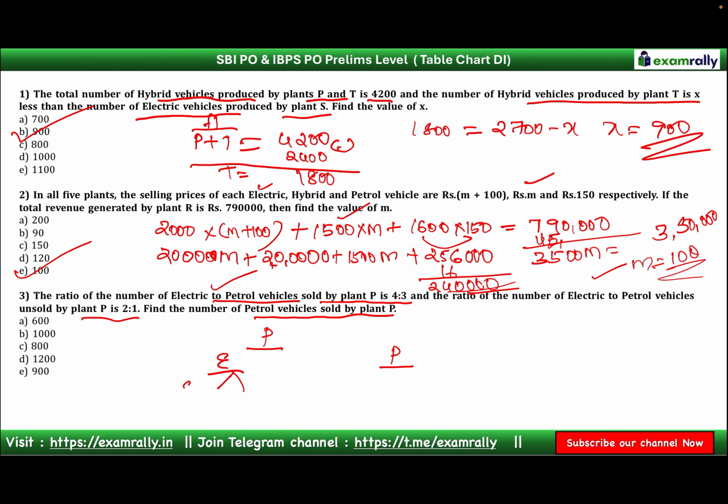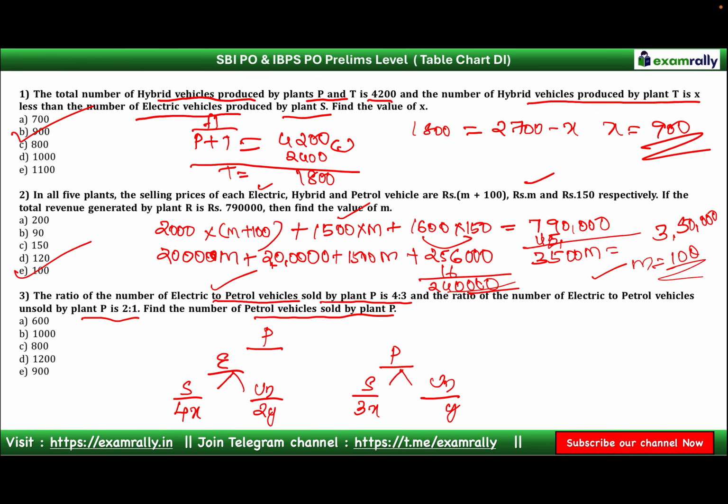In electric vehicles, some are sold and some are unsold. The same case will be there in petrol vehicles: some are sold and some are unsold also. See here, the electric to petrol vehicle sold ratio is given in P as 4:3. So I am taking 4x for electric vehicle, which means petrol vehicle sold will be 3x. Similarly, unsold in electric vehicle will be 2y, which means here it will be y.